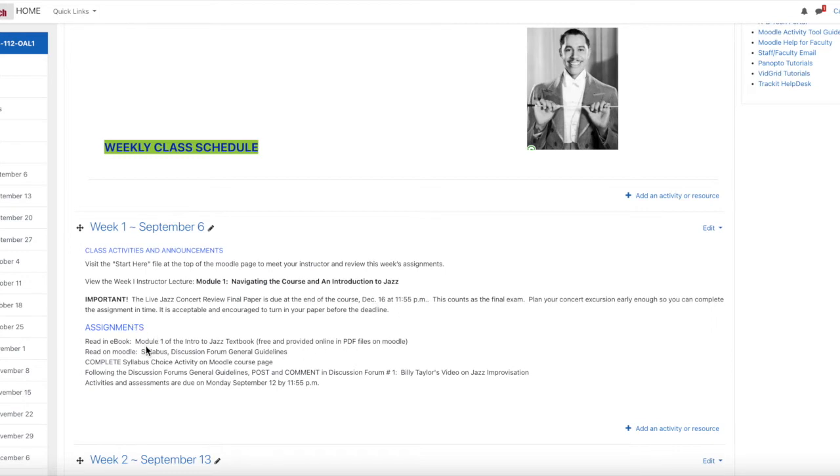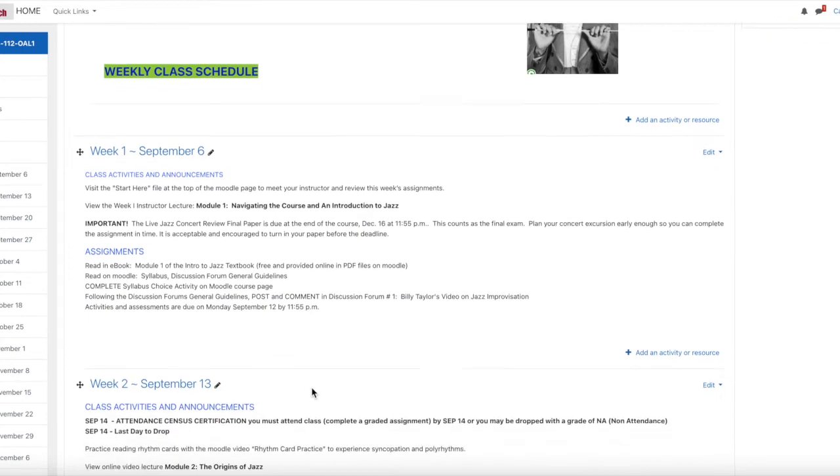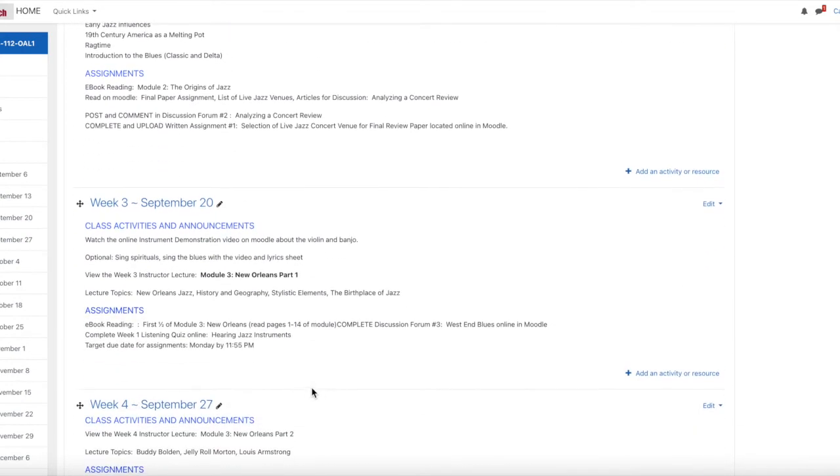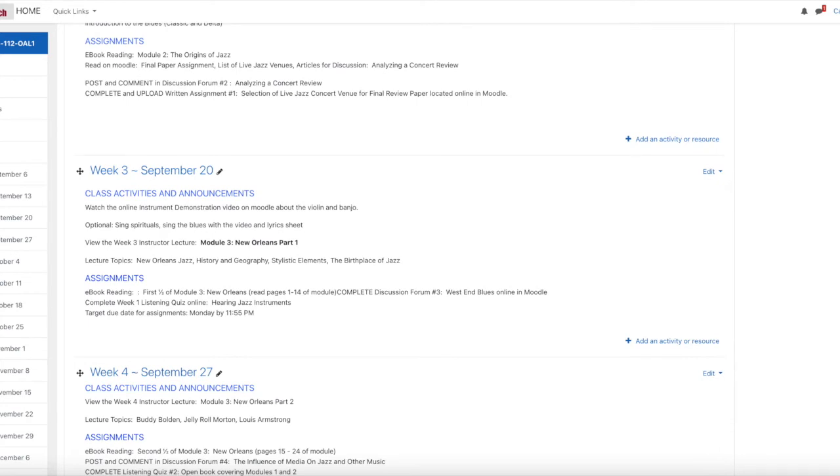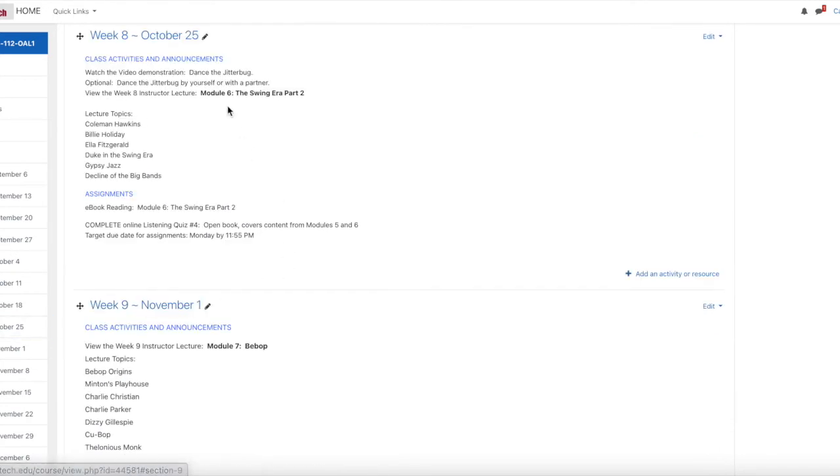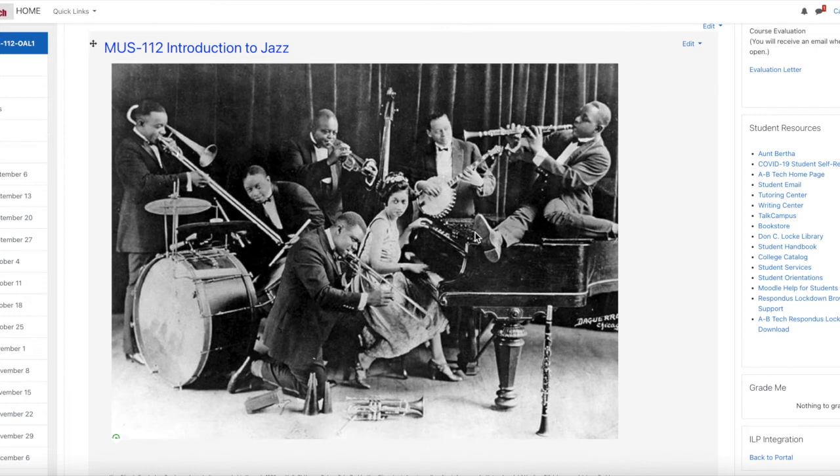And your assignments: read the module, read the syllabus and the general guidelines, complete the syllabus choice, following the guidelines, post and comment in forum 1 for a grade. And everything is due Monday, September 12th by 11:55 p.m. Now, if we scroll on down, you can see that each week is laid out for you and everything we do. I like to go over to the side and just pick week 8 or something, and you can hop all around the course and see what's going on. So there you have it.